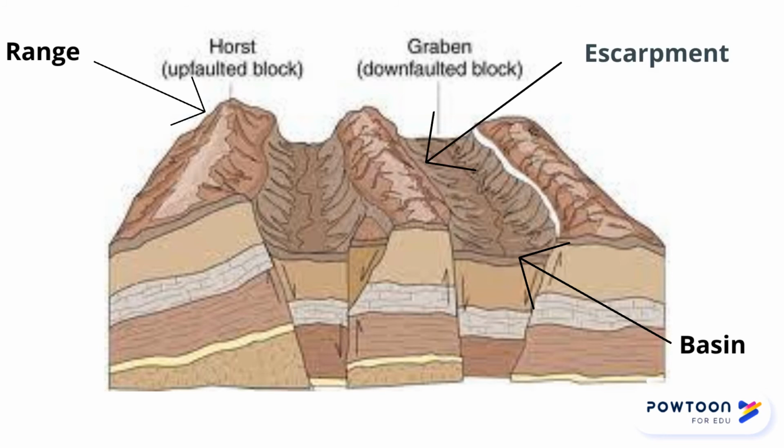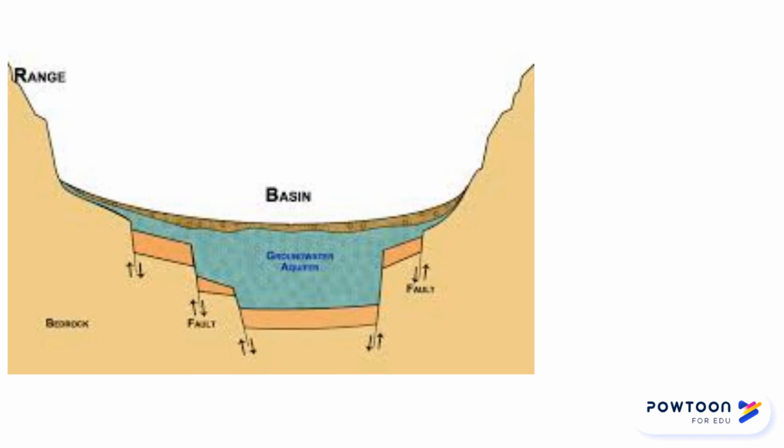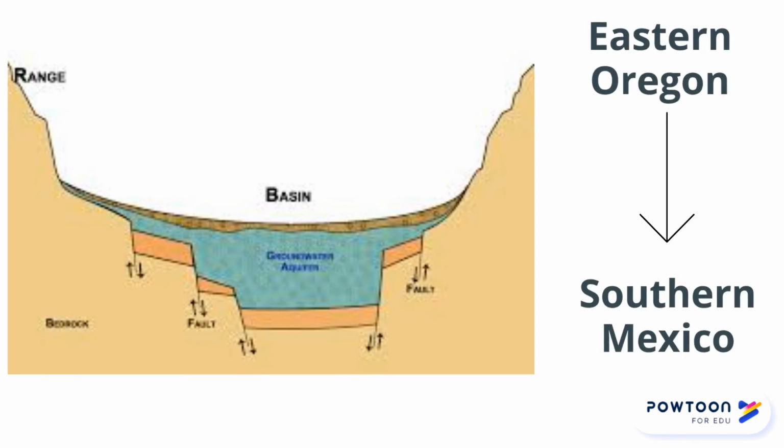As the continental plates are mainly made up of granite, escarpments often display huge walls of granite, as is evident in Owens Valley. Basins and ranges are evident from eastern Oregon to southern Mexico and are all oriented in a north-south linear direction.